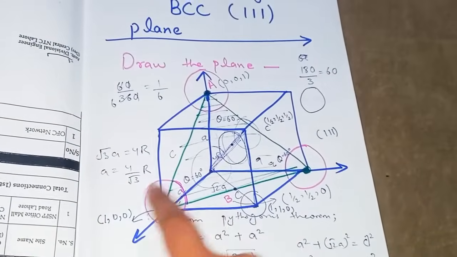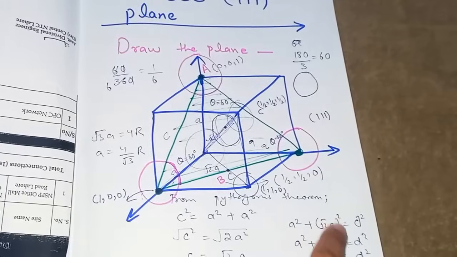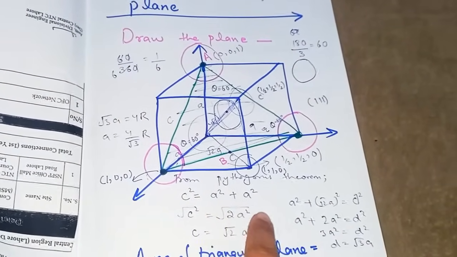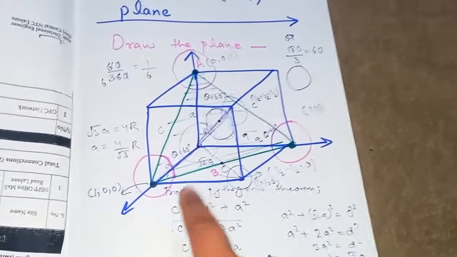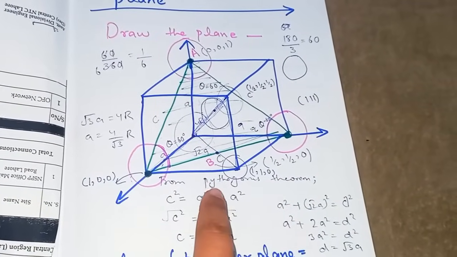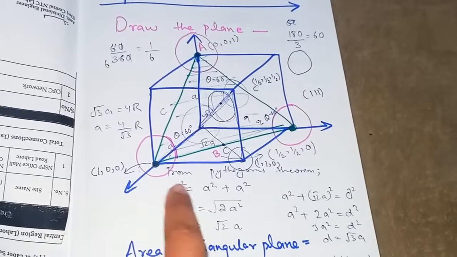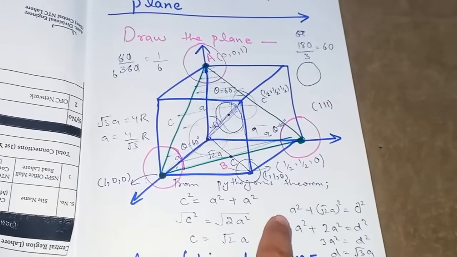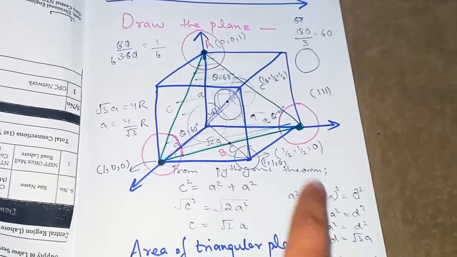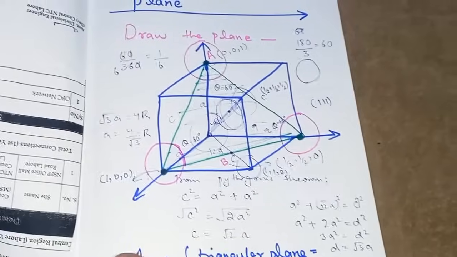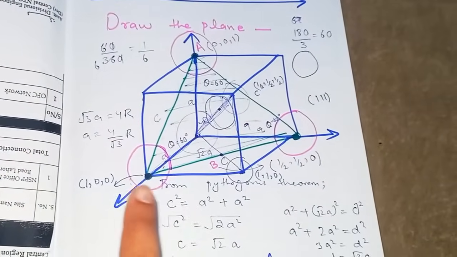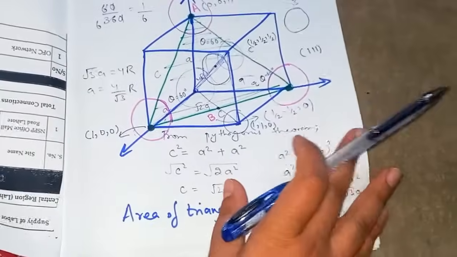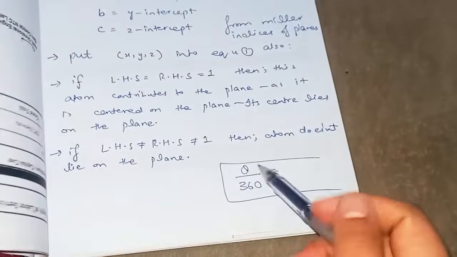For that purpose, you'll find the coordinates of the center of each of these atoms, and you'll put those coordinates into the plane's equation. The atoms which satisfy it are the ones that are contributing to the plane, and those that don't satisfy the equation are the ones that don't contribute to the plane. In that way you have found which atoms are actually contributing to the plane. And for the calculation of contribution, you'll use this equation.